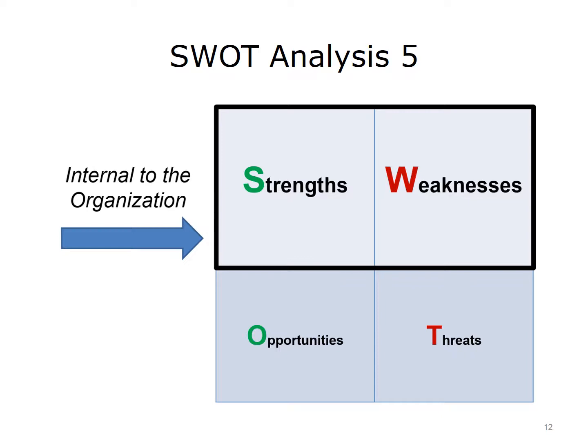When organizations analyze their strengths and weaknesses, we're talking about things that are within our control, like a budget or ability to allocate resources to a project. These are items that are internal to our organization.